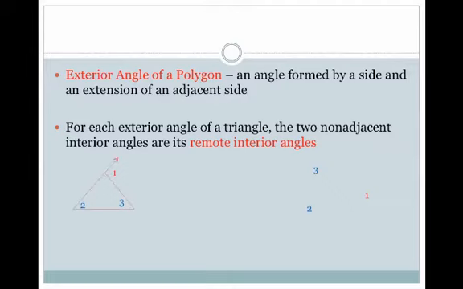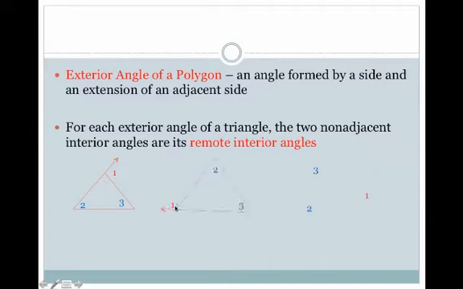So if we look at this first picture here, angle 1 would be an exterior angle. It's formed by a side and an extension of an adjacent side. So this would be the adjacent side, this would be the side. And then 2 and 3 would be the remote interior angles because they're non-adjacent to angle 1. In other words, they don't form a linear pair with angle 1.